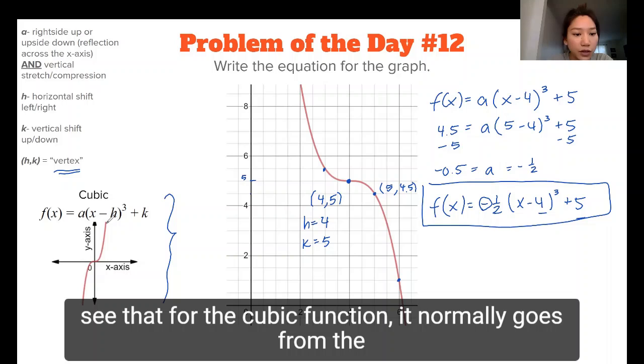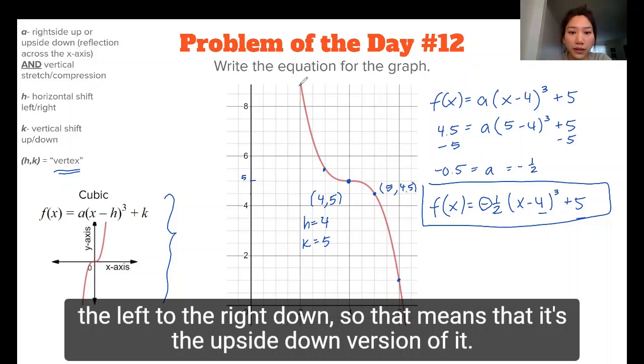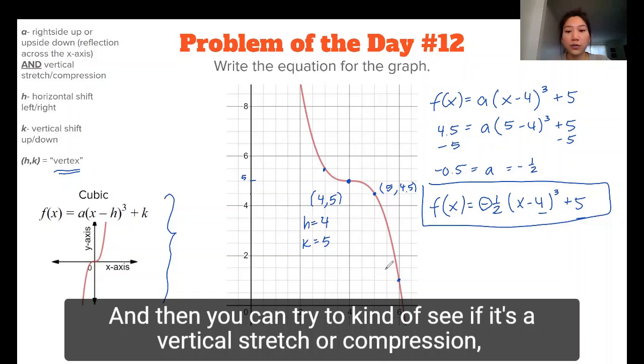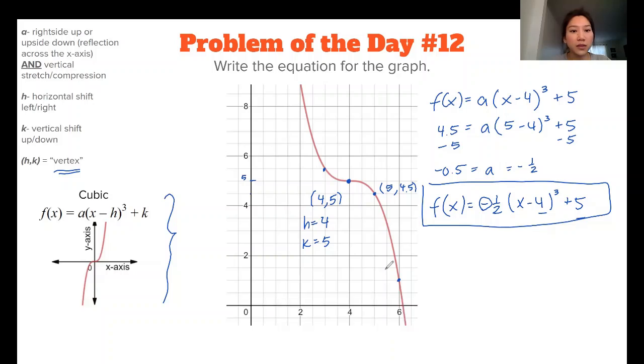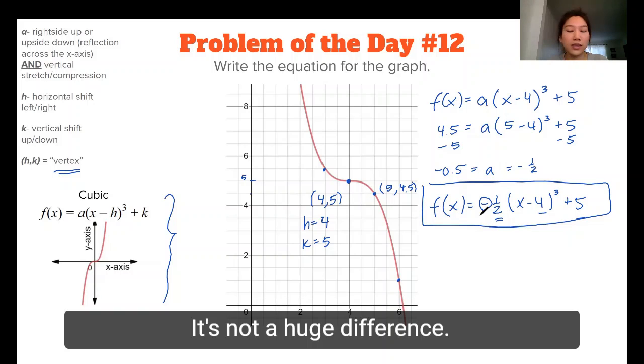You can see that for the cubic function, it normally goes from the left to the right going up, and this one is going from the left to the right going down. So that means that it's the upside down version of it. And then you can try to see if it's a vertical stretch or compression, but that's a little bit harder to tell, especially when the value of A is so small. It's not a huge difference.